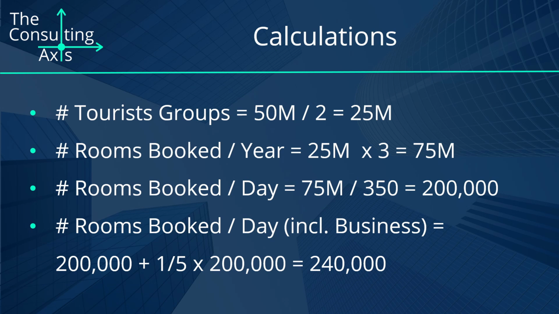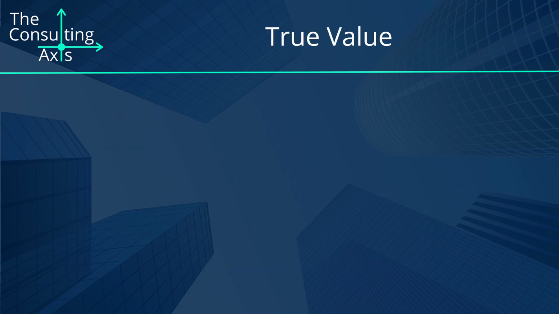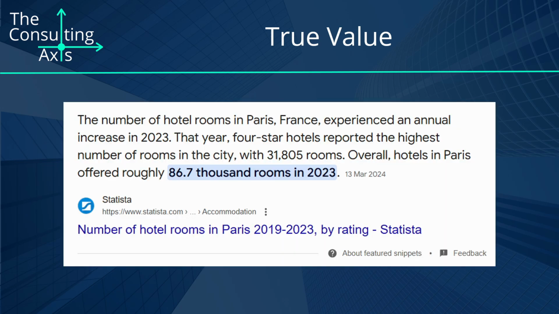But doing some reflection on this, it does seem quite high, even though Paris is such a hot spot for tourism. And if we look at some true data on this, you can see that the number of hotel rooms in Paris is around 86,000. So even if these were fully booked every single night, you still wouldn't get up to the 240,000 rooms that we have estimated. However, it is still roughly in the right ballpark, which fills me with some confidence in the logic and methodology of this approach.